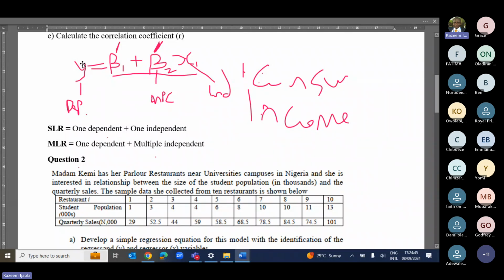So this Y we have here is dependent, while your consumption is independent, because Y is depending on X. Y is your dependent. Consumption is your independent.